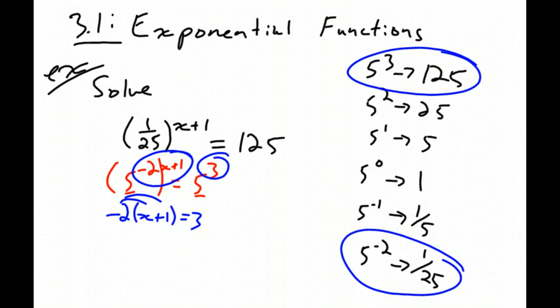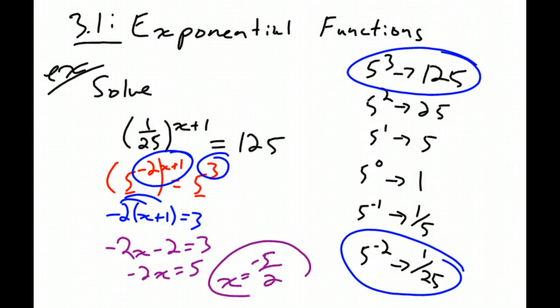And then distribute your negative 2 to both terms so that you have negative 2x minus 2 equals 3. Add 2, so negative 2x equals 5. And x will be negative 5 over 2. Okay, follow it step by step. Figure out what your bases are, then take your exponents and set them equal to each other.